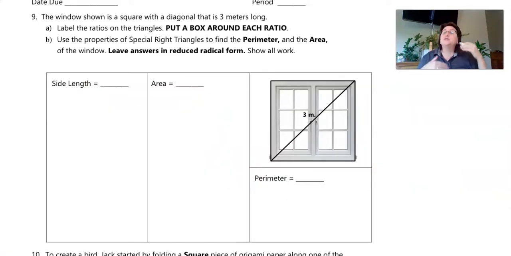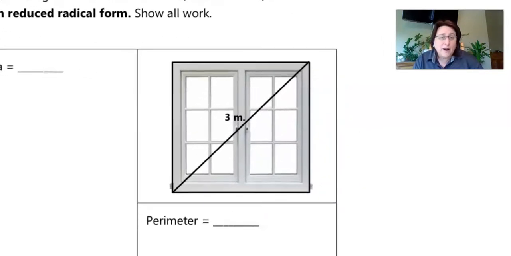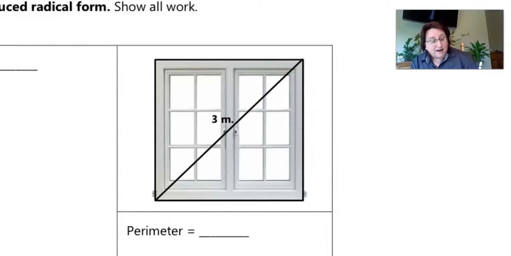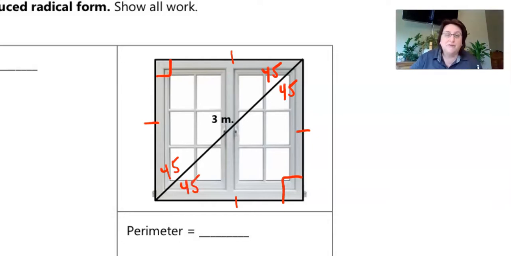Okay, on number 9, there's multiple parts, but the very first thing we're going to do, label the ratios on the triangles. So remember, it tells us here that we have a square. In a square, we know that a diagonal, and this said it on our notes, a diagonal cuts the square into two congruent 45, 45, 90-degree triangles. So this is 45, this is 45, this is 45, this is 45.